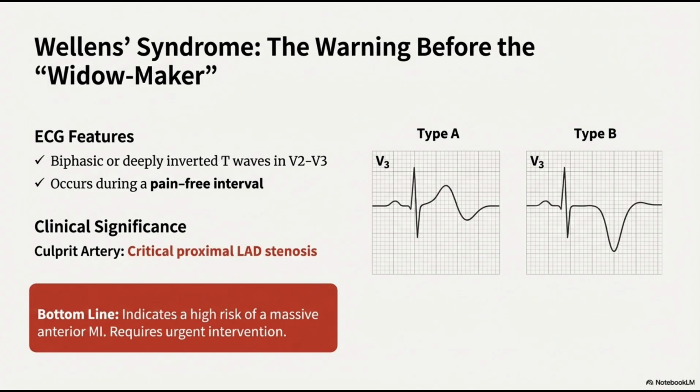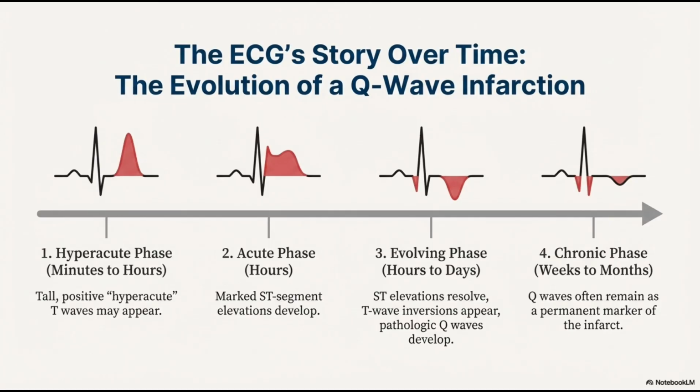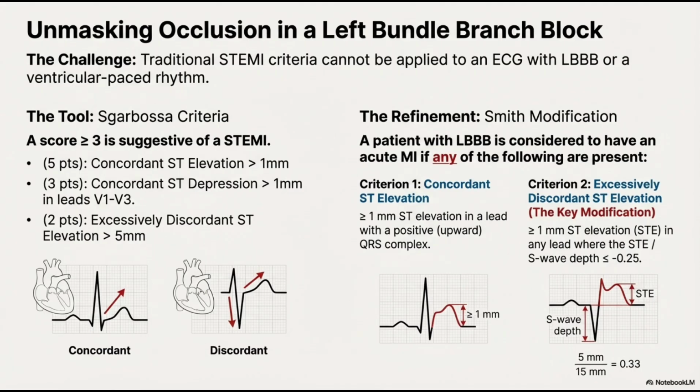And then there's a cousin to Wellens's, right? De Winter's sign. Yes, equally dangerous. De Winter's is another strong electrical marker of an acute LAD occlusion. It shows a very distinct pattern of upsloping ST depression, at least 1 millimeter, coupled with these prominent, symmetrical, tall T waves across the precordial leads. Which can sometimes be confused with hyperacute T waves. They can, yes. Hyperacute T waves are one of the earliest signs of injury, just an increase in the height and width of the T wave. De Winter's is more specific. This whole concept just shows how the electrical signal is constantly evolving.